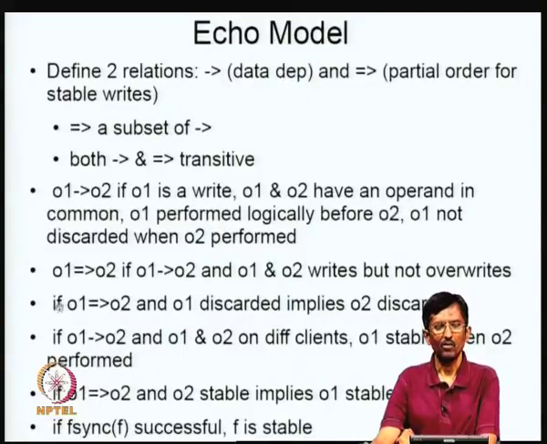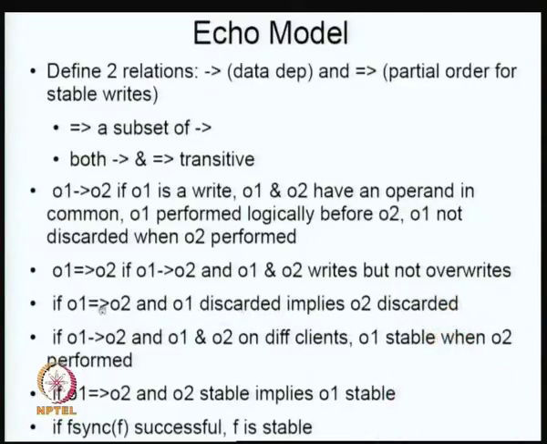Okay. What about this? If O1 followed by this arrow O2, O1 discarded implies O2 discarded. So, this is the opposite of this. Basically, in case I am going to make things stable, then if it turns out that O1 has been discarded, that means O2 should also be discarded. This is another condition. Okay.